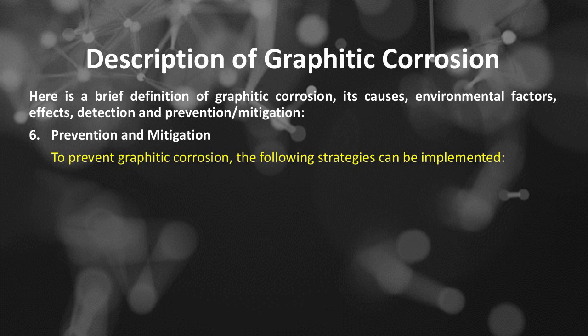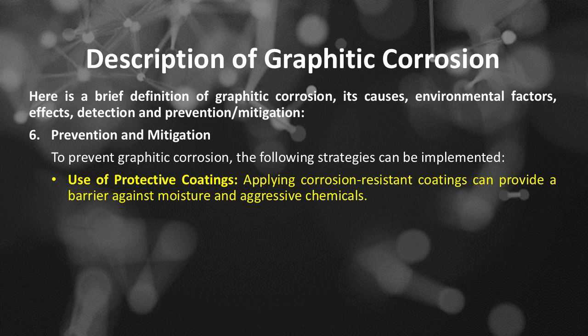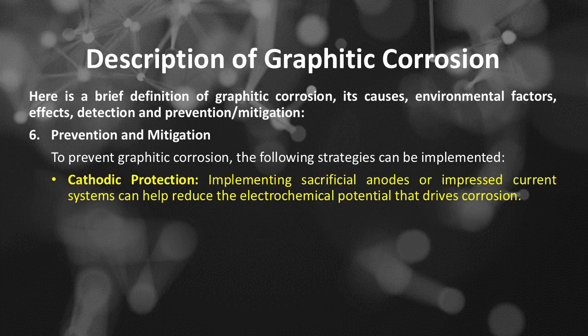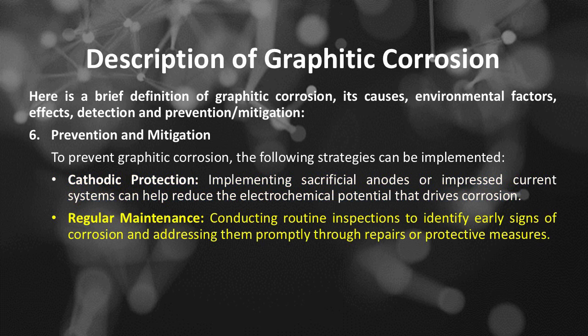Number 6 is graphitic corrosion prevention and mitigation. To prevent graphitic corrosion, the following strategies can be implemented. Use of protective coatings. Applying corrosion-resistant coatings can provide a barrier against moisture and aggressive chemicals. Material selection. Opt for corrosion-resistant alloys or treated cast irons designed to withstand specific environments. Cathodic protection. Implementing sacrificial anodes or impressed current systems can help reduce the electrochemical potential that drives corrosion. Regular maintenance. Conducting routine inspections to identify early signs of corrosion and addressing them promptly through repairs or protective measures.